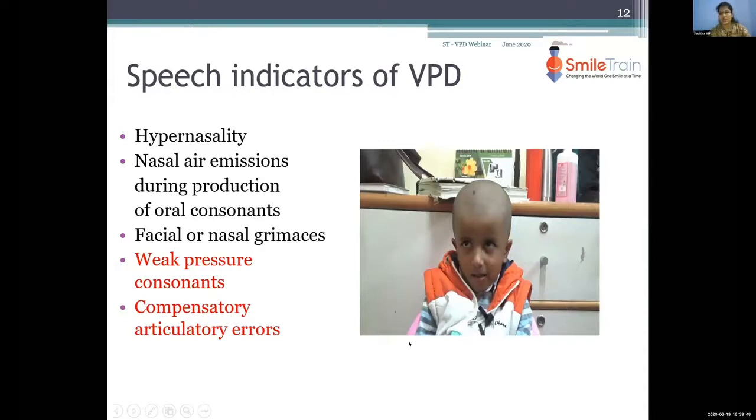Now here is a child producing weak pressure consonants. The pressure consonants are sounds like p, t, k, s, with any vowel combinations.